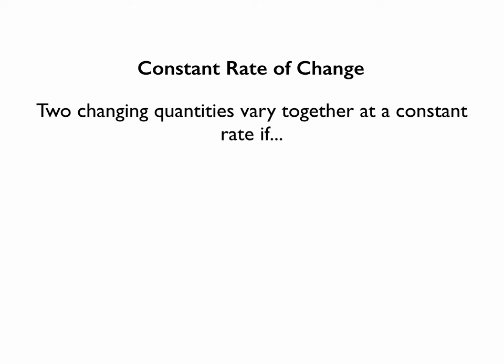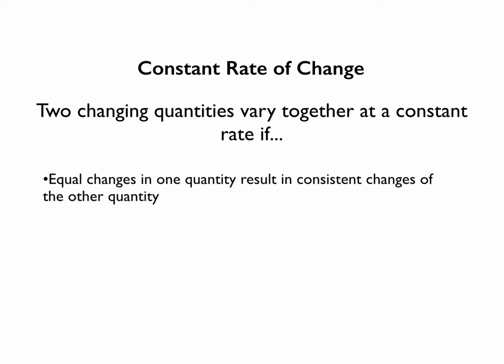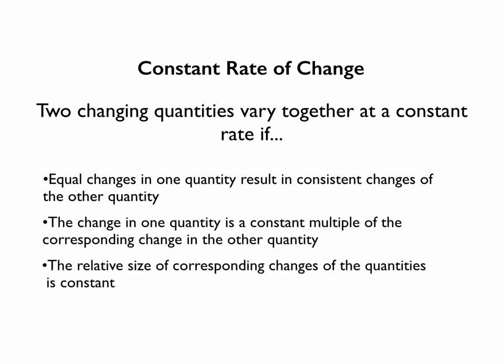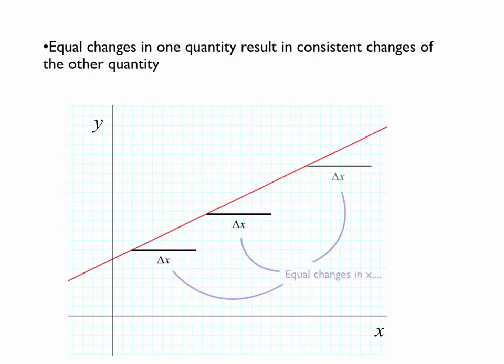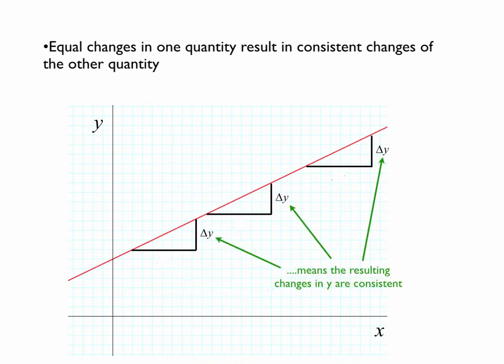Two changing quantities vary together at a constant rate if equal changes in one quantity result in consistent changes of the other quantity. I'm going to skip saying those out loud fast because I want to actually give you the visual to go with this. So what does this mean? If we look at equal changes in x, then the corresponding changes in y are going to be the same. That's what I mean when I say consistent changes of the other quantity with changes in one quantity.